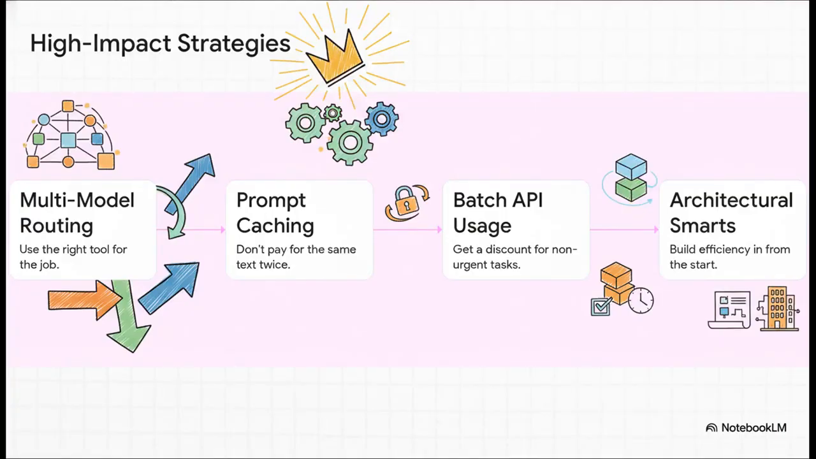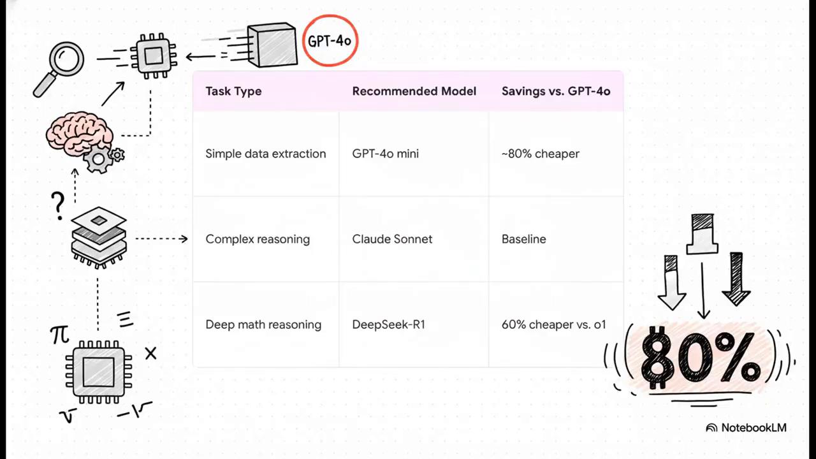We're going to break down each one, but we're starting with what is honestly the biggest game changer of them all, multi-model routing. The whole idea here is just common sense, right? You don't use a sledgehammer to crack a nut. You don't need to fire up the most powerful, most expensive model like a full GPT-4o just to pull a name out of an email.